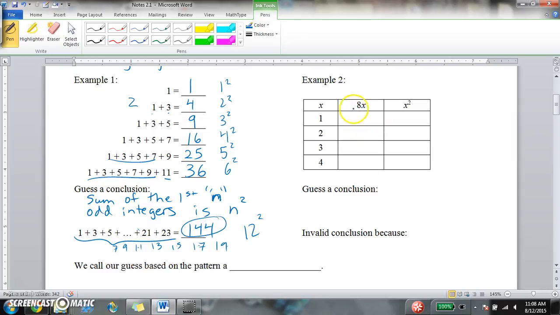So, second example, if I let x be 1, 2, 3, and 4, and I figure out 8x for all of those numbers, as well as x squared for all of those numbers. So, 8 times 1 would be 8, 8 times 2 would be 16, 8 times 3, 24, 8 times 4, 32. X squared, so 1 squared is 1, 2 squared, 4, 3 squared, 9, 4 squared, 16. So, guess a conclusion based on this.